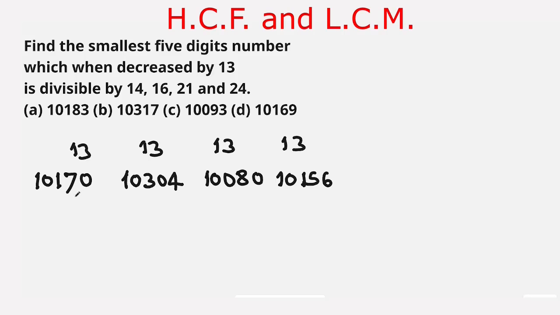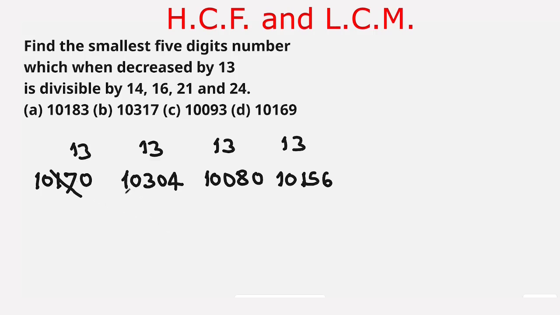As the last two digits of option A are not divisible by 4, option A cannot be our answer. Option B, the last two digits are divisible by 4, so B can be our answer. The last two digits of option C are divisible by 4, so option C can be our answer. Option D, the last two digits 56 are divisible by 4, so option D may be our answer. Now we have eliminated one option, option A.